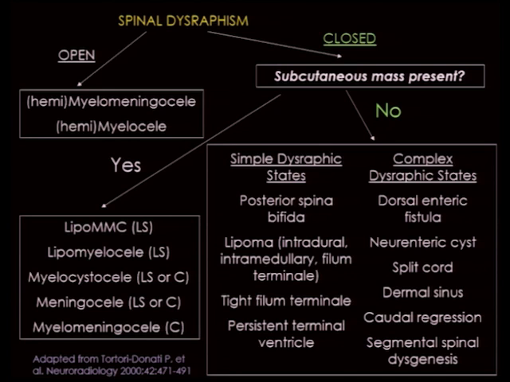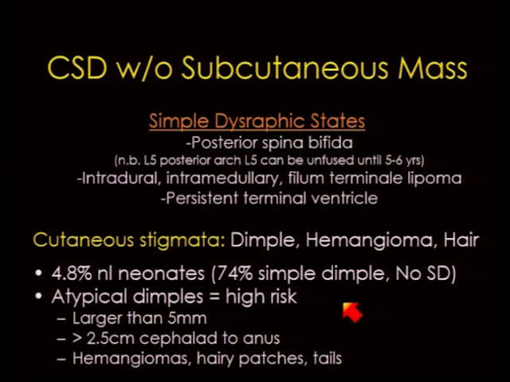And I'm just going to touch for a moment on the simple dysraphic states, because most people in this room are going to be quite familiar with all of them. We'll spend a bit more time on the complex dysraphic states. But the question arises, if it's a closed spinal dysraphism without a subcutaneous mass, how do these patients come to clinical attention? What warrants them to be someone to suspect that they need to come in and be imaged? And so it's, again, these cutaneous stigmata.